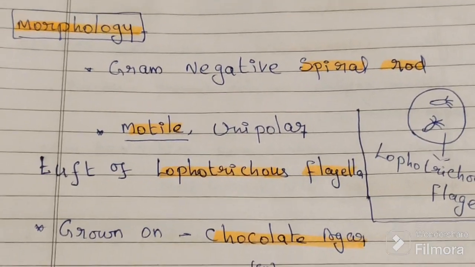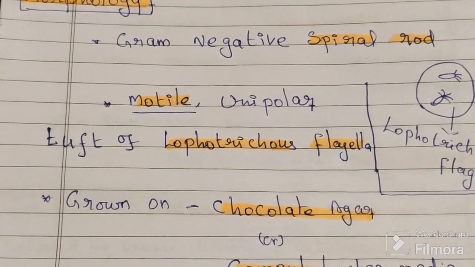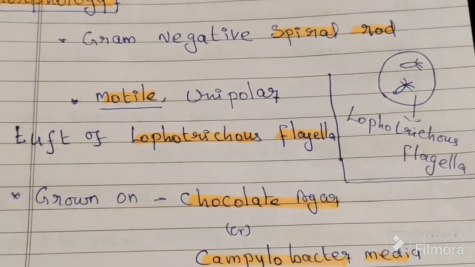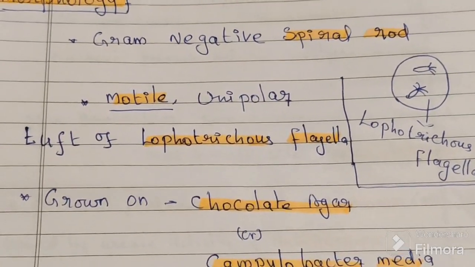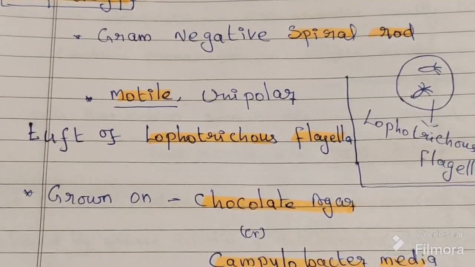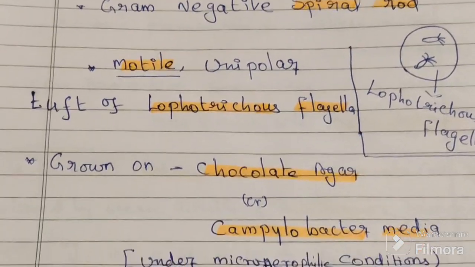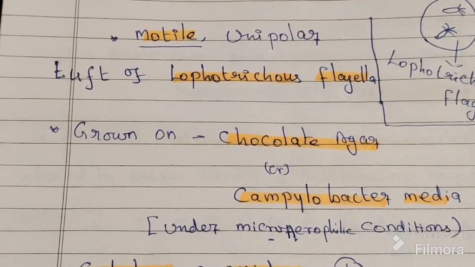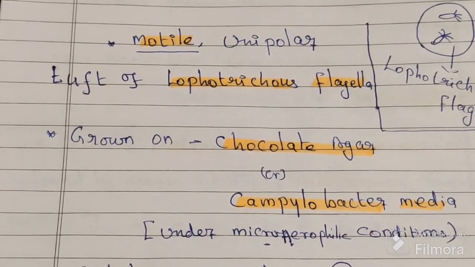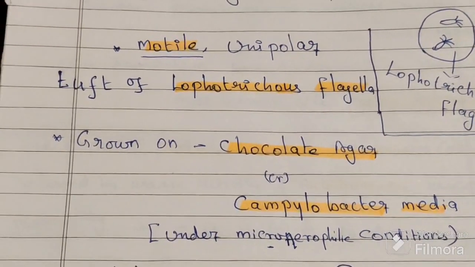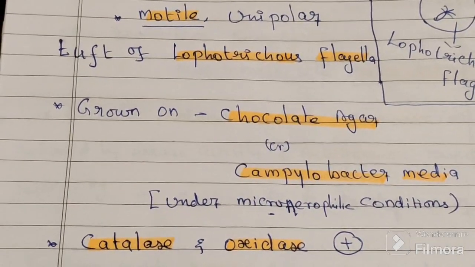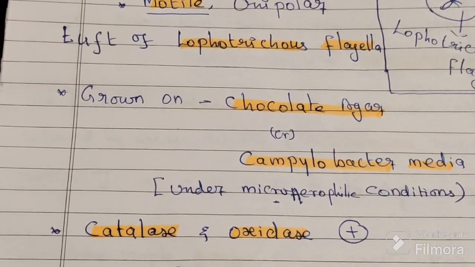It grows on chocolate agar medium or Campylobacter medium. These Helicobacter grow on chocolate agar or Campylobacter media under microaerophilic conditions. It shows catalase positive and oxidase positive. Both tests are positive.